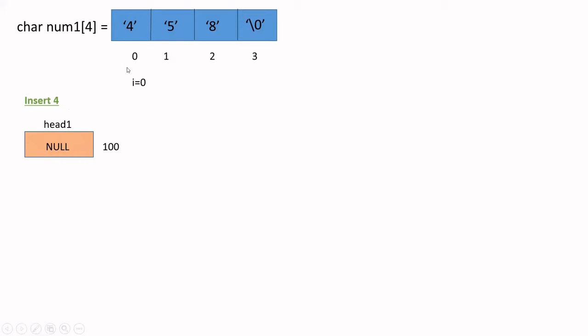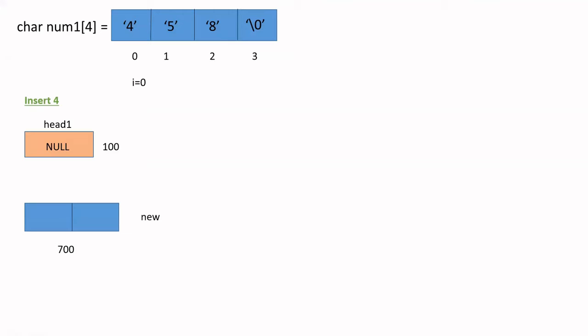So what we're going to do is take a loop, and starting from index 0 of that string, we will read each character one by one till we reach the end of the string. In the beginning, we have i equals 0. At index 0, we have 4. So we are going to create a node and insert 4 inside the node.